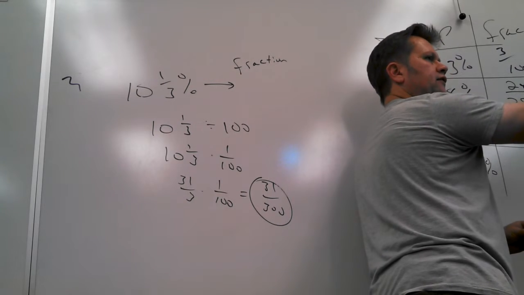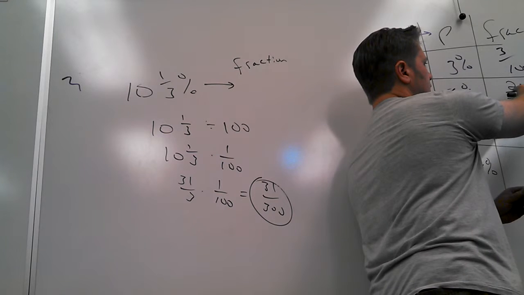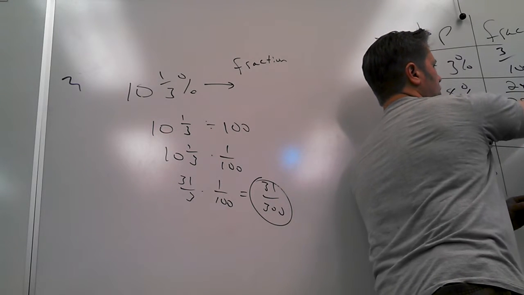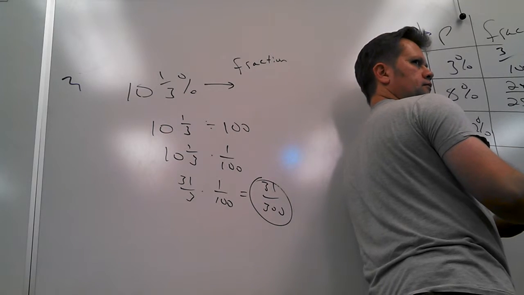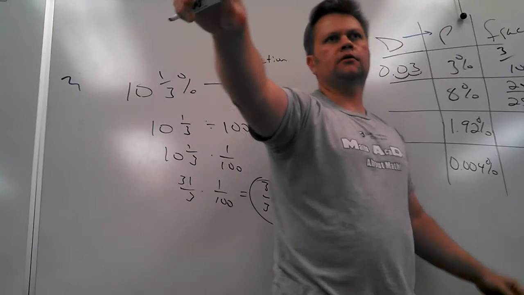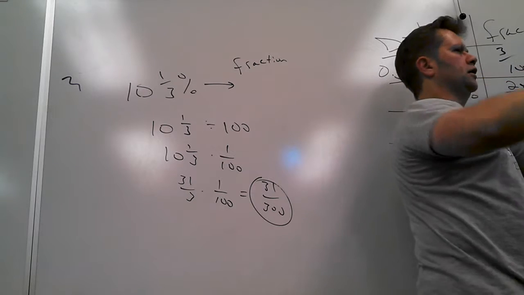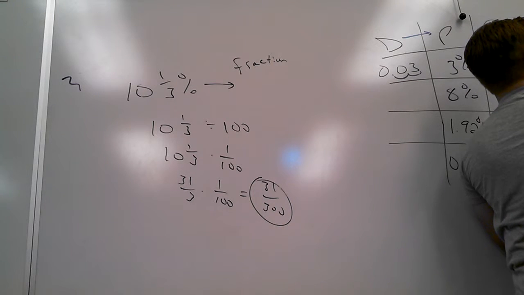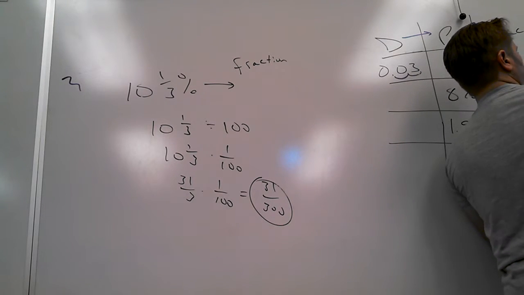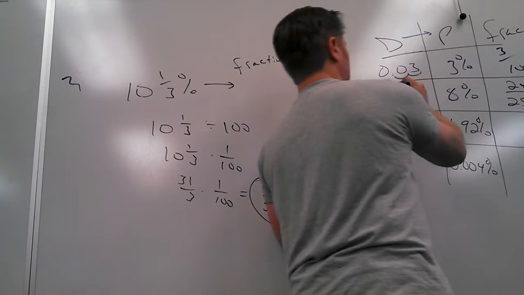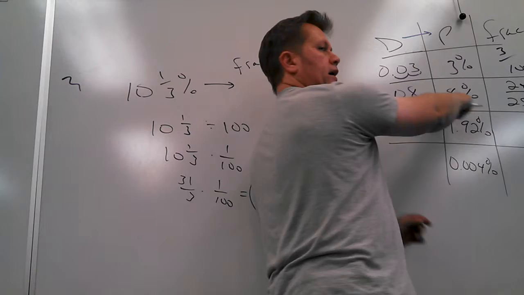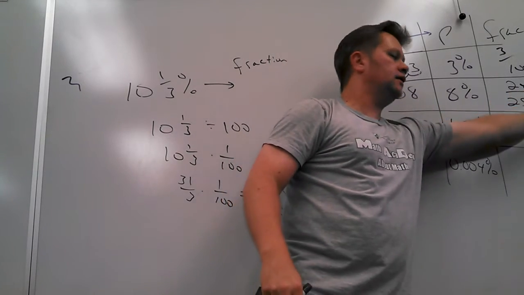7 over 100 is 7%. If I can make this 2 over 25 become something over 100, it's easy. Now, real quick, guys, the other way to do this is: 8 times 25 is 200, so 0.08, and then move it over once, twice to make it 8%. But it's easier to do this.